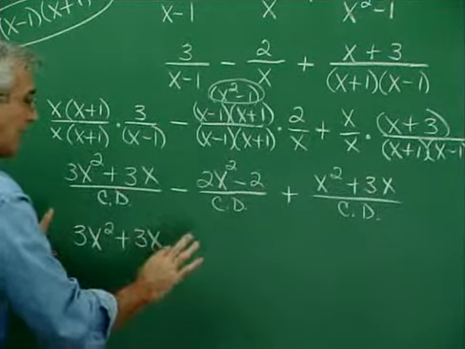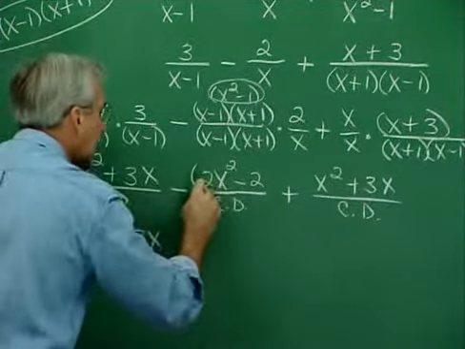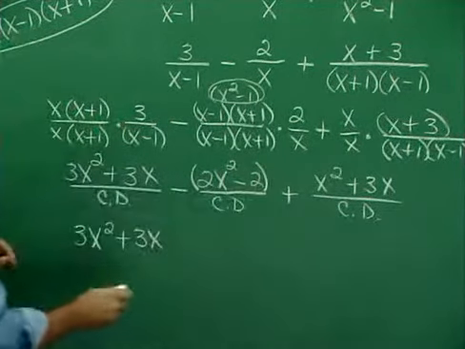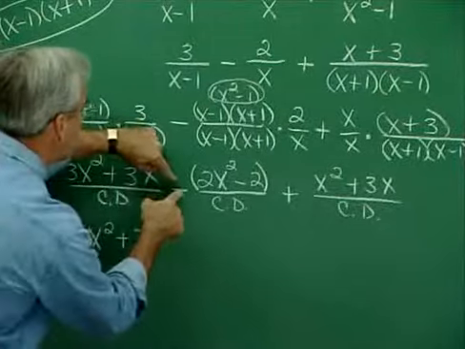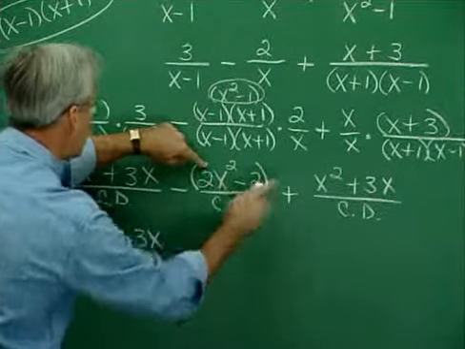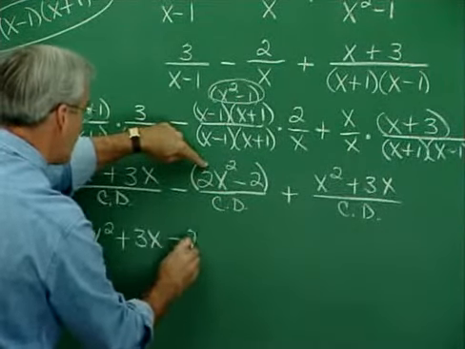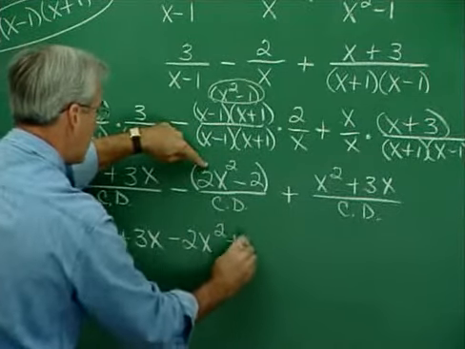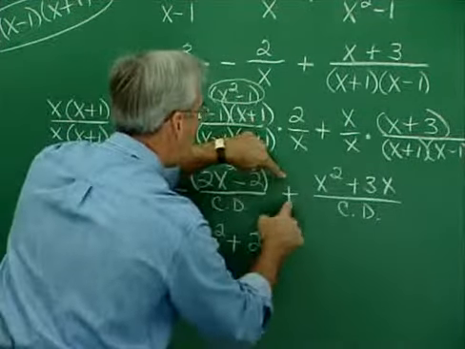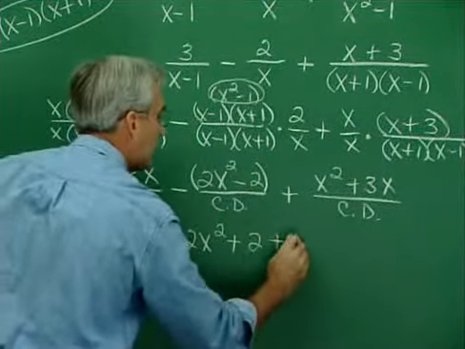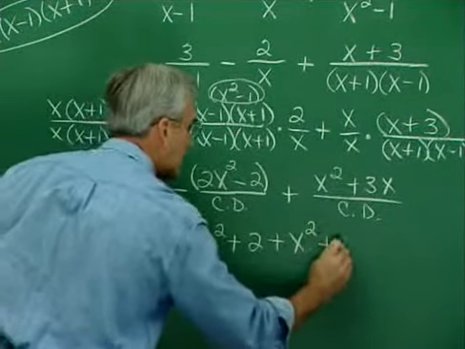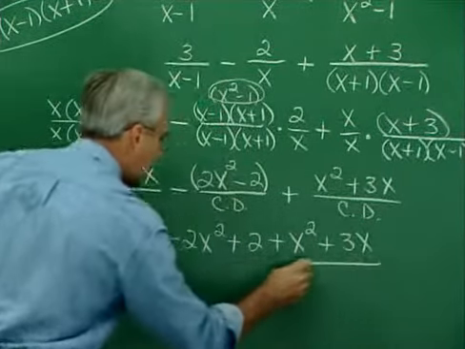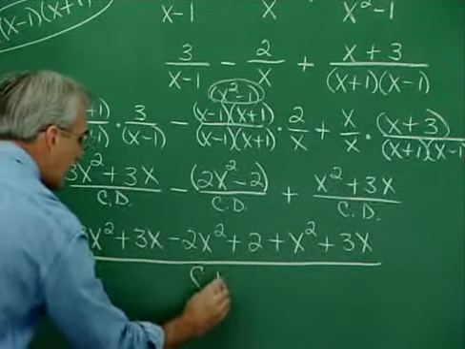Don't bring anything together, and then you'll write this. I would put a parenthesis here just to help the thinking, and it's minus all of this, so change the sign. So we have minus 2x squared and then plus 2. And then for this, it's plus these terms, so it's plus x squared plus 3x. And now all of this is over the common denominator.